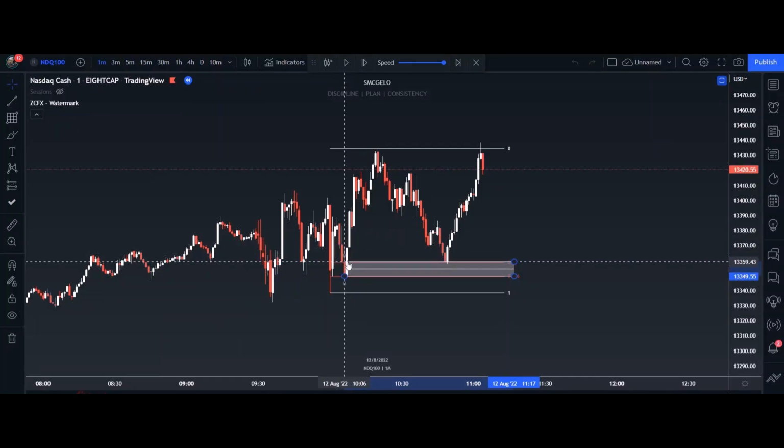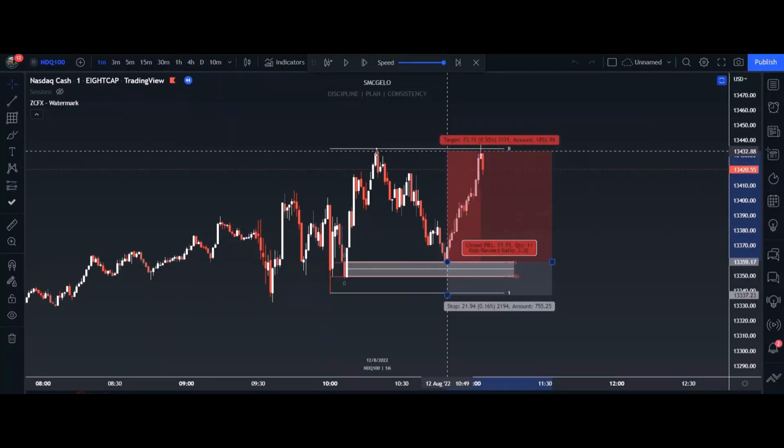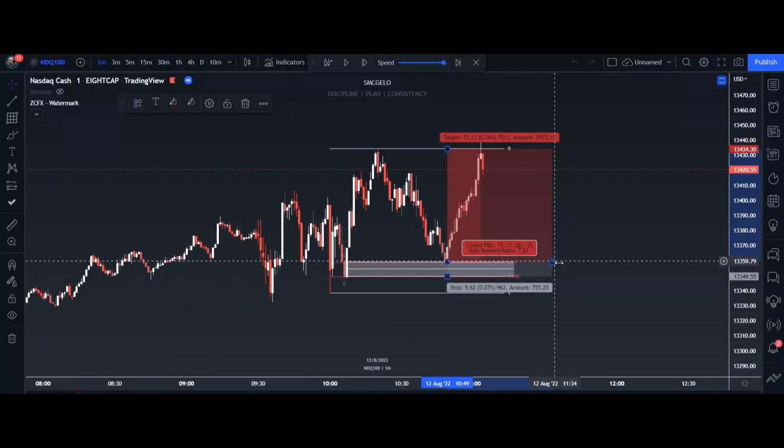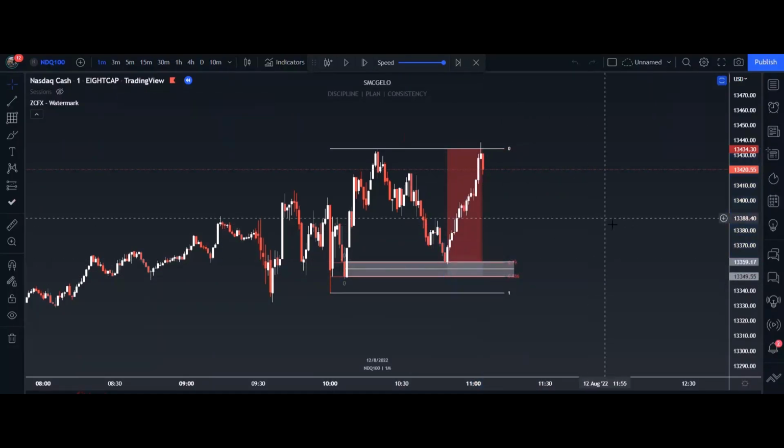Now, like I said, you could do just the body. You could do the wicks. Just for time being, video's sake, I'm just going to do the body. A lot of the times I do the wicks too, though. Just give me a little bit more breathing room, just so I don't get stopped out, because you can get stopped out a lot. Win rate might not be as high, but your RR will be way bigger.